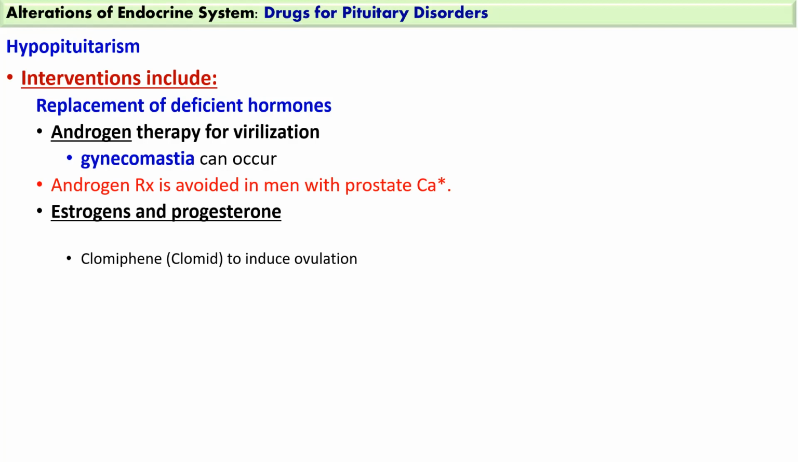The androgens should not be prescribed and should be avoided in men with prostate cancer. Regarding estrogen and progesterone, from the Women's Health Initiative they found that these hormones are associated with a high risk for hypertension, DVT, and blood clots.